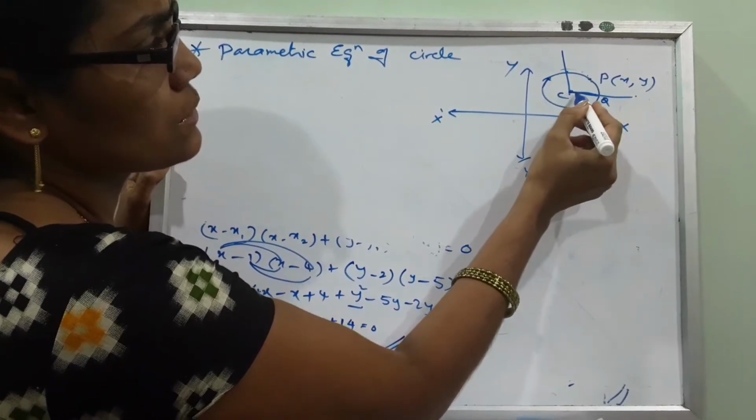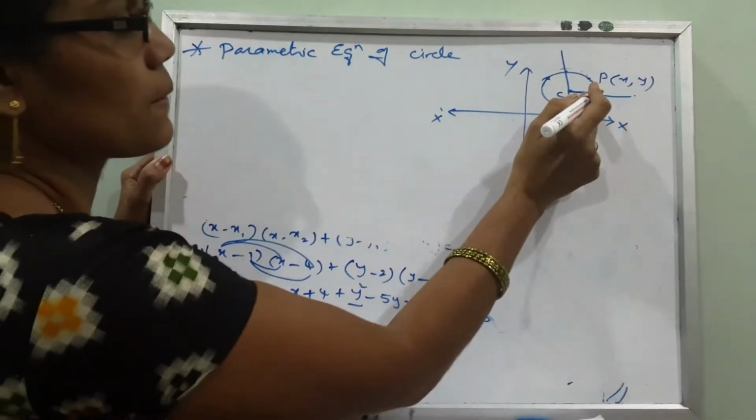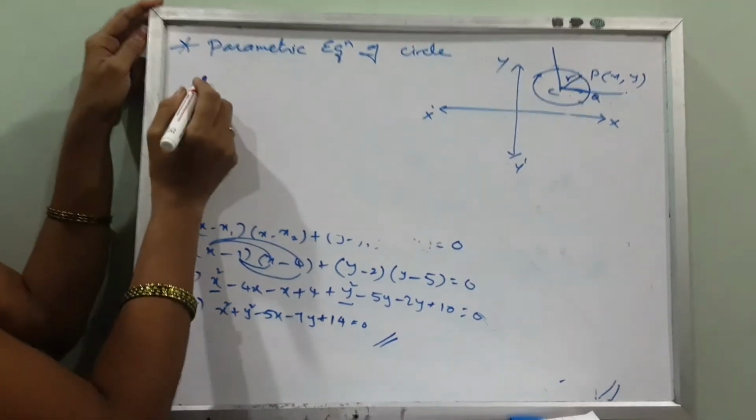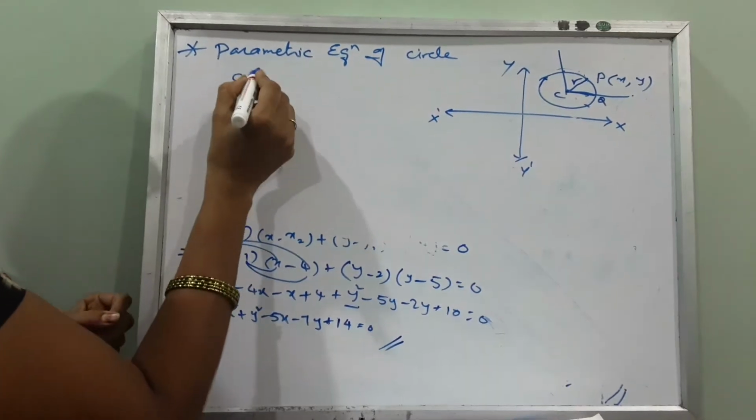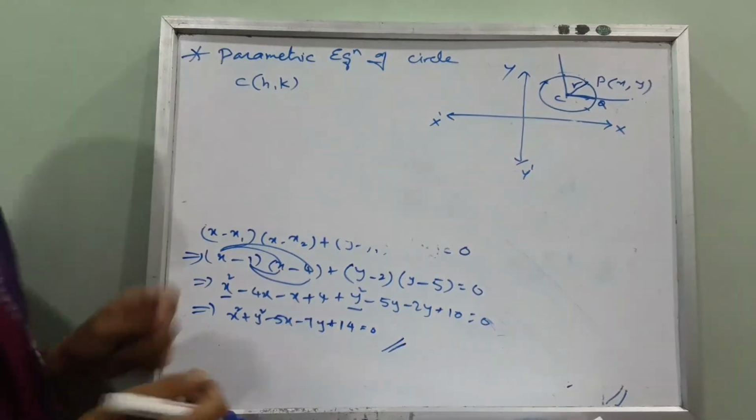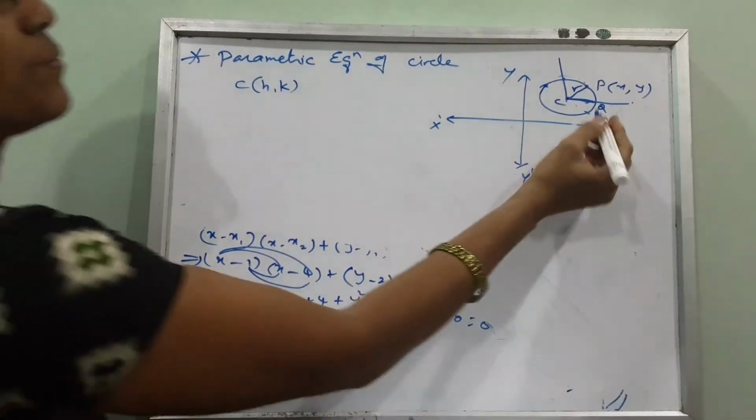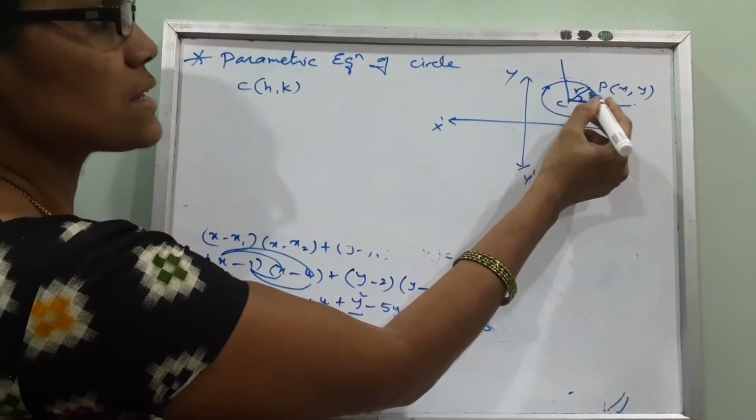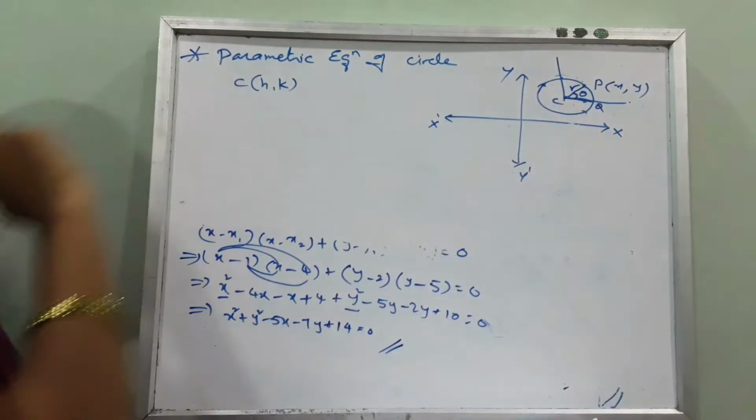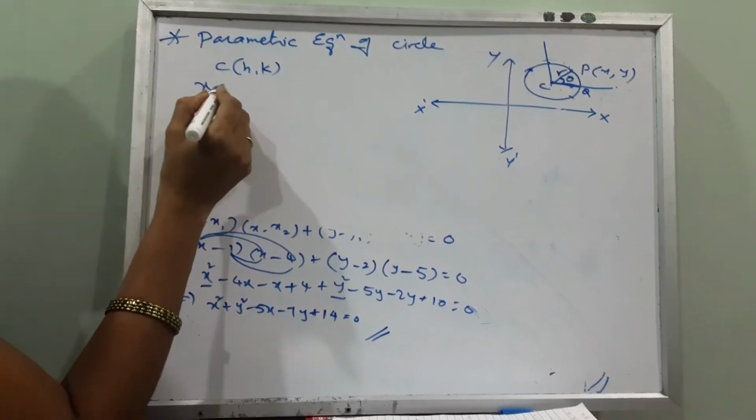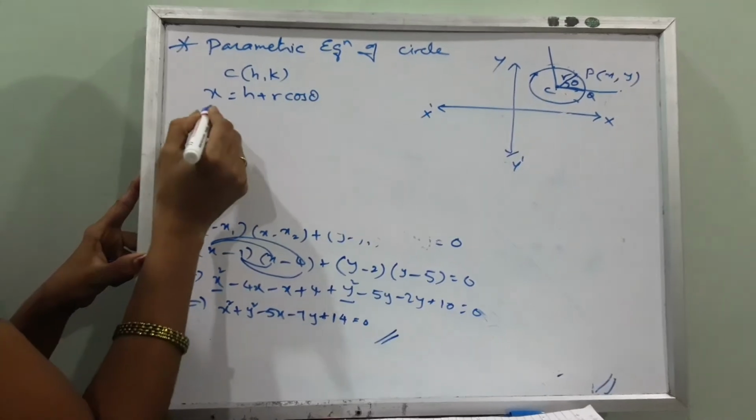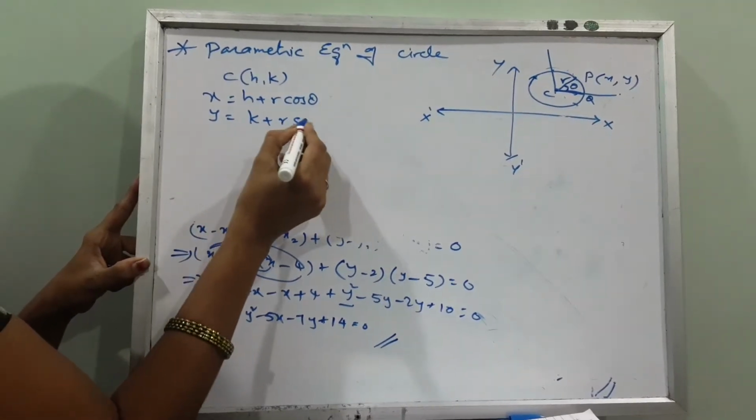Suppose we take Q. Here CQ is the smaller radius, CP is the radius. Now the parametric equations will be: let us take the center as (h, k). Here CP is equal to r. Angle PCQ is denoted by theta. Therefore, the parametric equations are x is equal to h plus r cos theta, y is equal to k plus r sin theta.